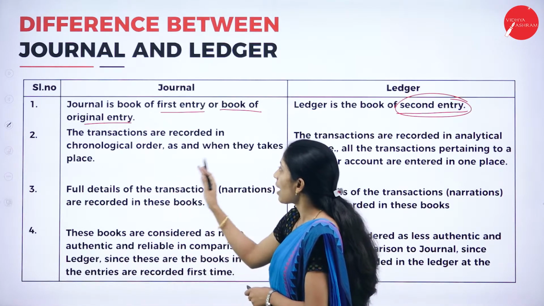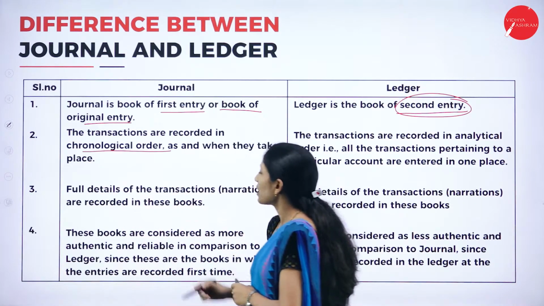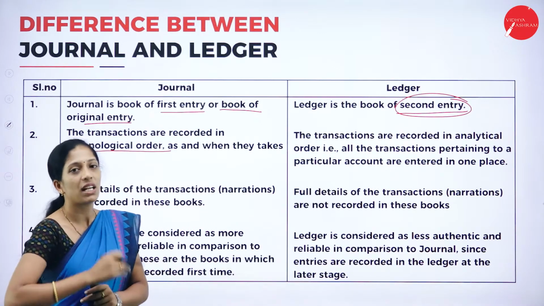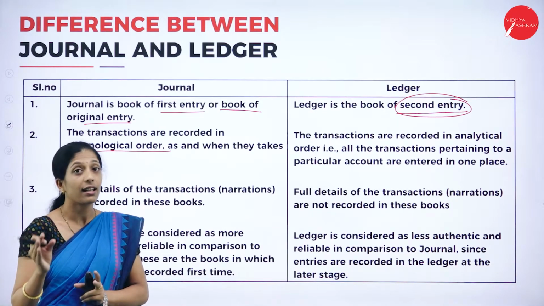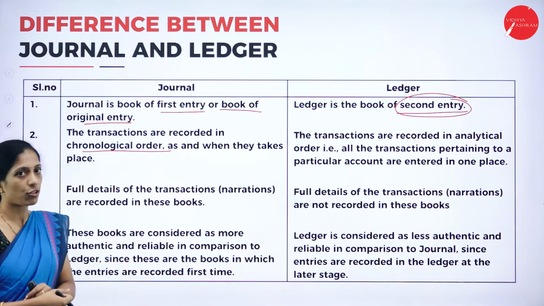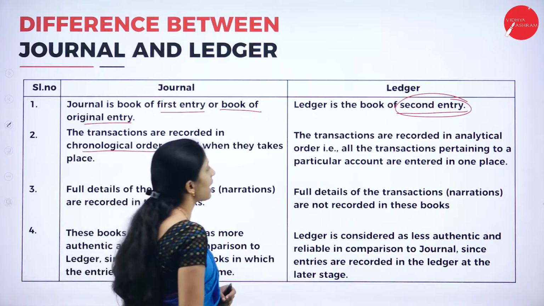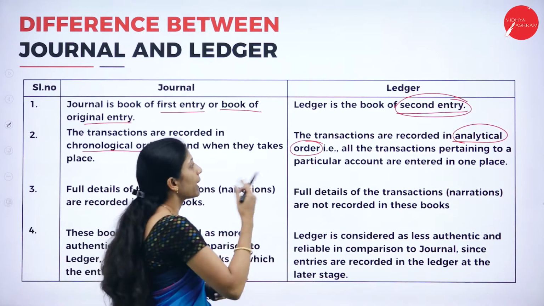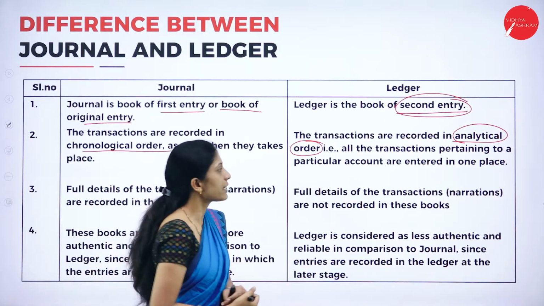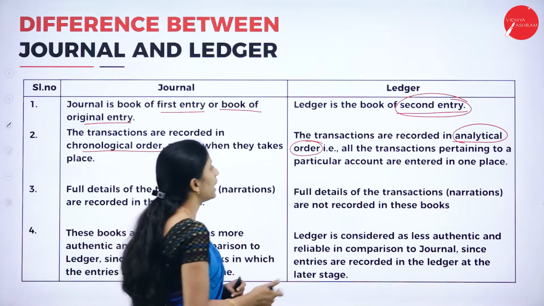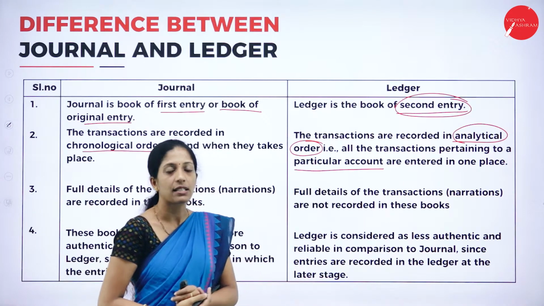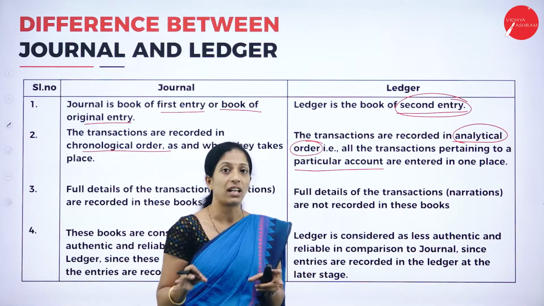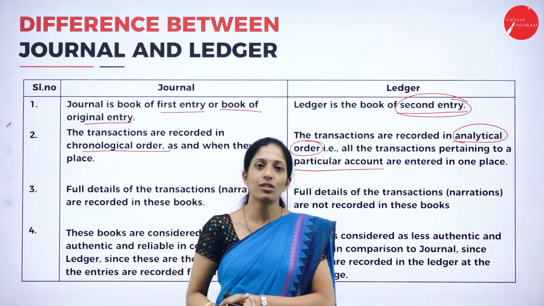Next, the second difference is that the transactions are recorded in the chronological order as and when they have taken place. So, in journal, as and when the transaction takes place, immediately we will record those transactions in chronological order, that is, as per the date, one by one. But in ledger, these transactions are recorded in the analytical order. That is, all the transactions pertaining to a particular account are entered in one place. In journal, randomly we record all the transactions one by one, but in case of ledger, this will not happen. Depending upon the nature, we have to classify those transactions.